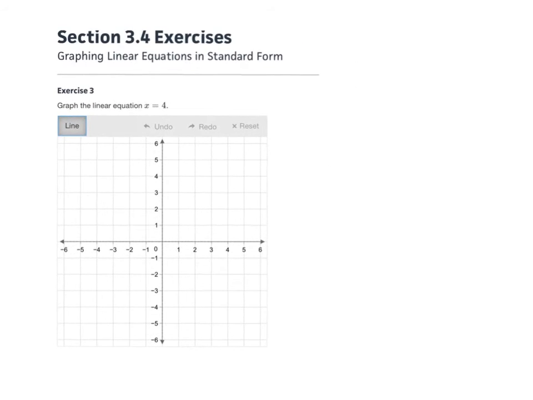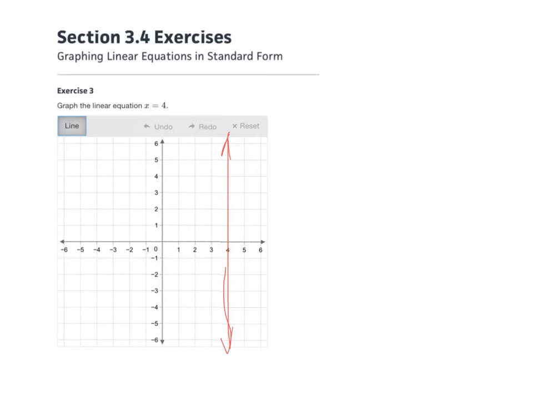The first one we have here is graph a linear equation, x equals 4. Just as a review, if it says x equals 4, it means it only crosses the x-axis. And the only type of line that only crosses the x-axis is a vertical line. Where does it cross at? Well, it crosses at 4. So it would be a line like that.